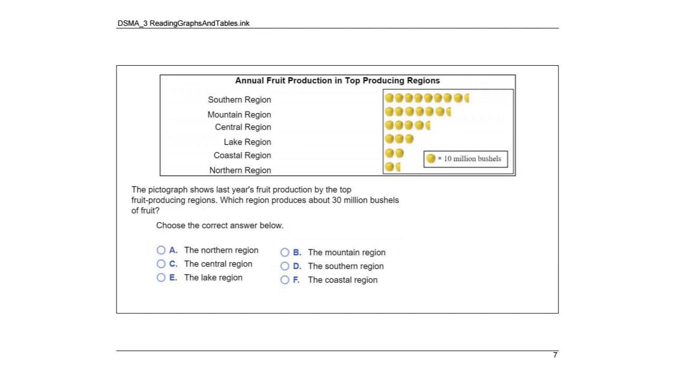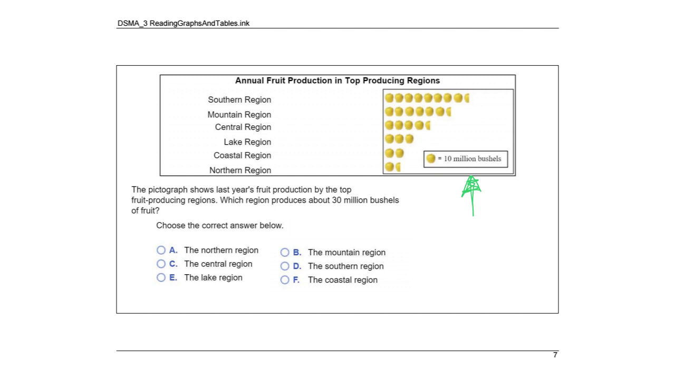Okay, this is called a pictograph. We're looking at the annual fruit production in top producing regions. So it tells me that 1 apple is 10 million bushels. It has that over here. So if they cut the apple in half, of course, that would be half that. That would be 5 million bushels.